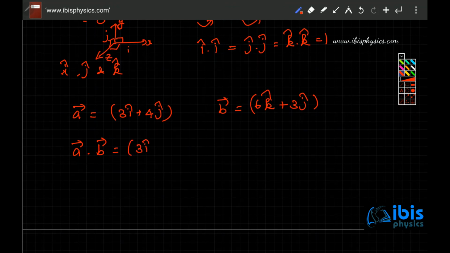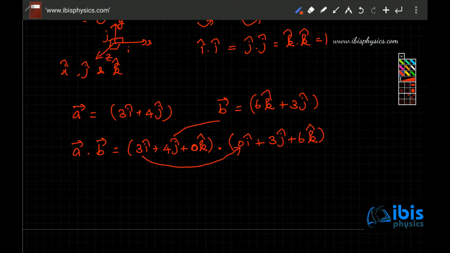Here it is 3 i cap plus 4 j cap. K cap is not there, so it is 0 k cap, dot B vector. So i cap is not there, so it is 0 i cap plus 3 j cap plus 6 k cap. Now i dot i is 0, j dot j is 4 into 3, which is 12 into j dot j. We know j dot j is 1, and then 0 into 6, which is 0. So the value of this product is 12. That's how one should do a dot product.